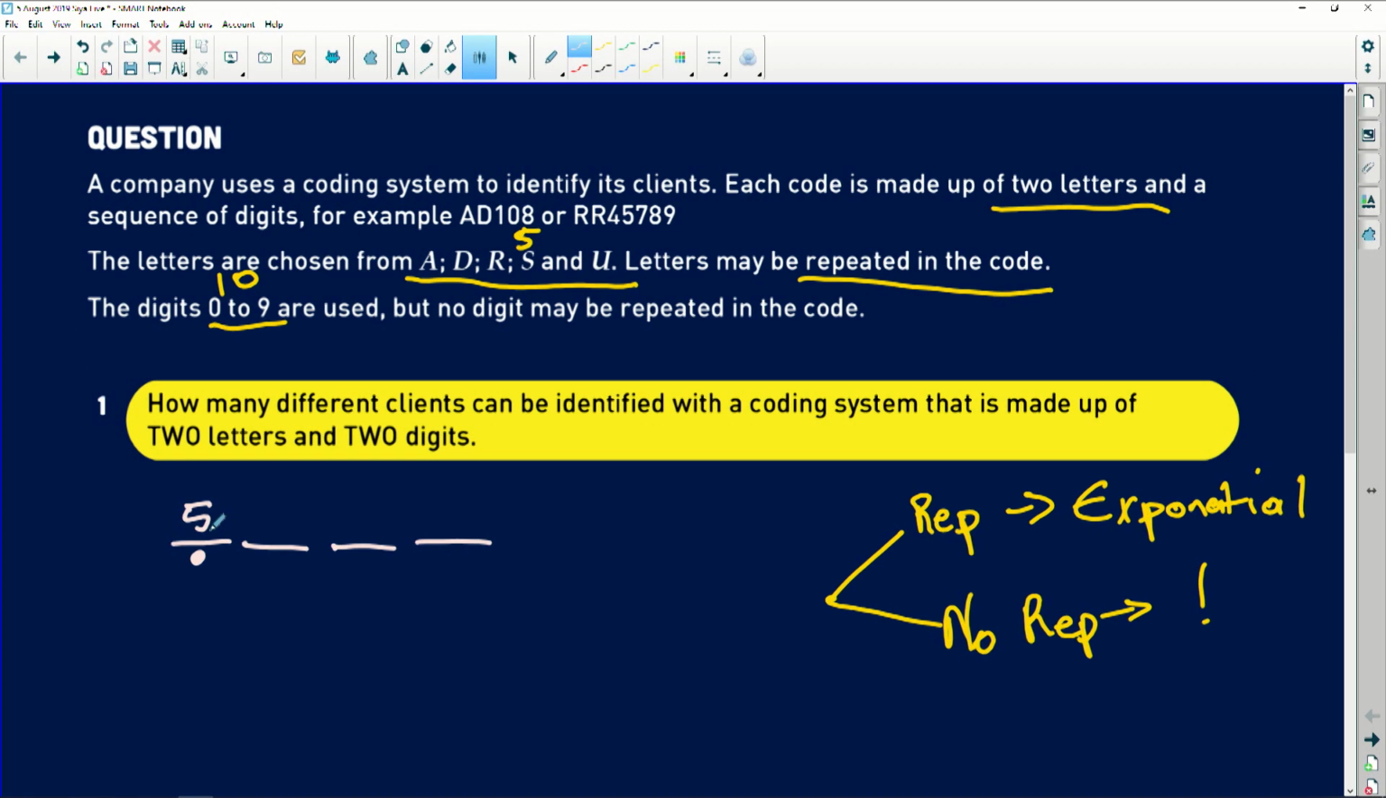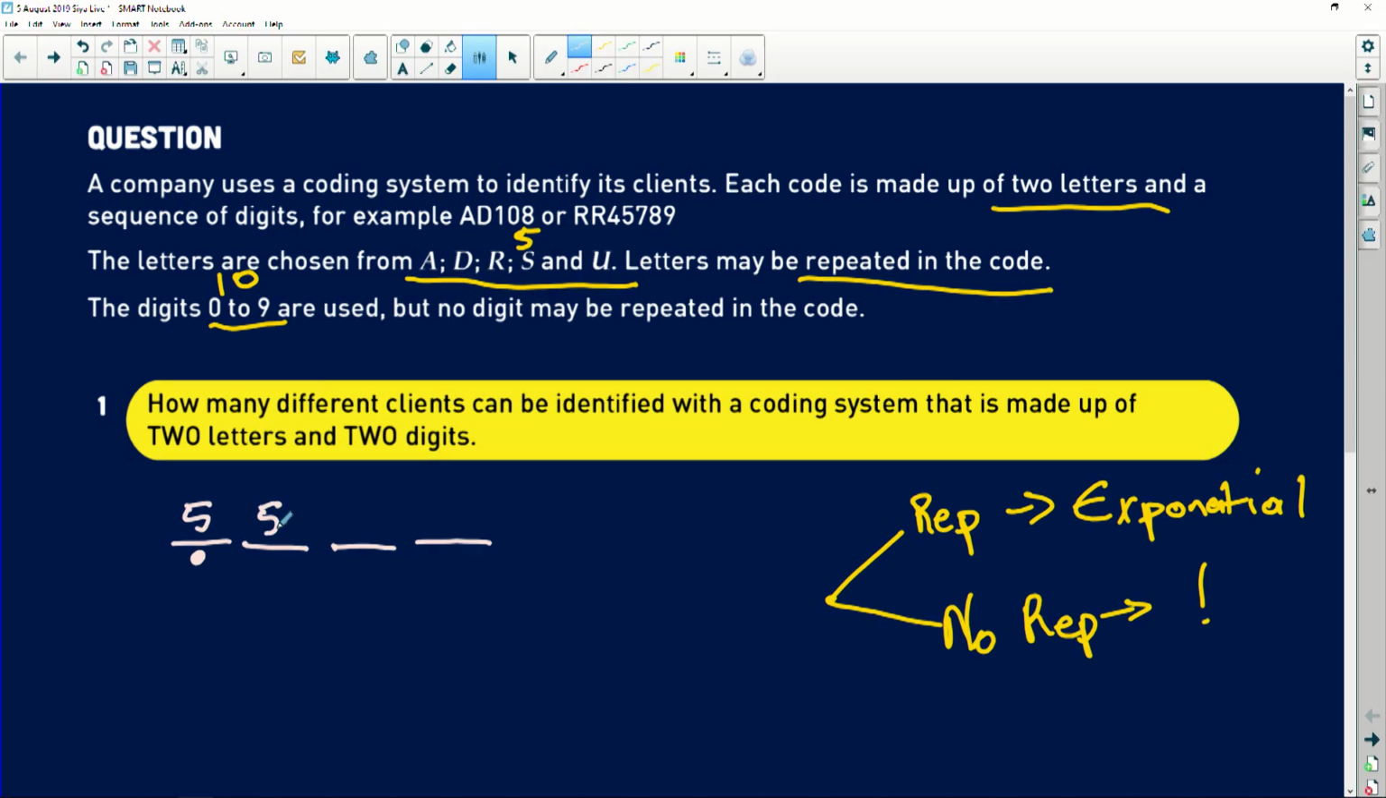And why I've got 5 of them is because I can repeat any other letter after using it. Also, the second spot will have 5 letters. If they had said there is no repetition, then it would mean it will only be 5 for the first letter, but for the second letter, it would be 4. Because if I've used 1, then it means I'm now left with only 4 letters.